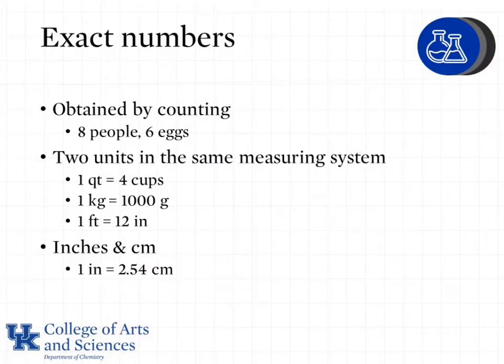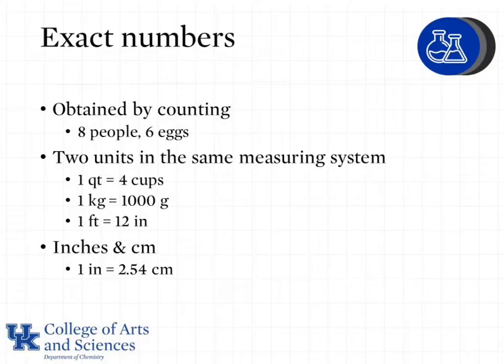There are some numbers that we don't look at when we're determining significant figures, and these are known as exact numbers. These are obtained by counting, such as having 8 people or 6 eggs. We can't have 6½ eggs or 6 2/3 of an egg. We have either 6 eggs or 5 eggs or 7 eggs, but we have a whole number, so that is an exact number. When we look at 2 units in the same measuring system, so 1 quart is defined as 4 cups. That is a definition, that is an exact number, and so it will not affect our significant figures when we use that in a calculation.